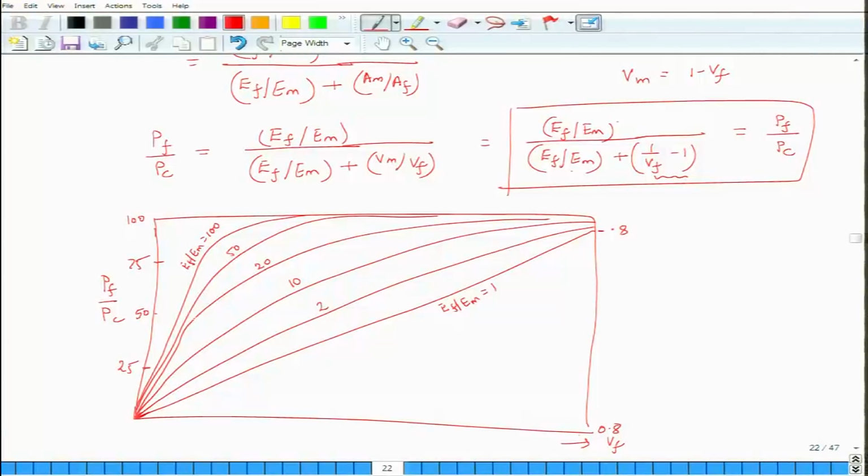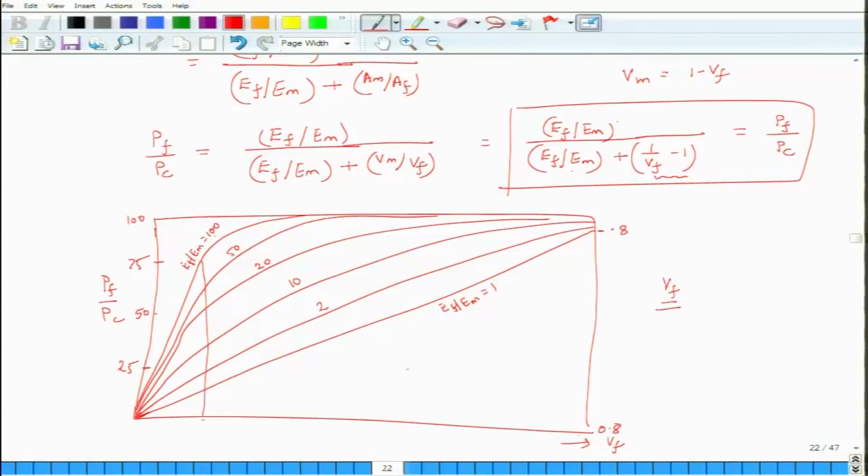Because when EF over EM is 100, I do not need a lot of fiber. Even at small volume fraction, maybe 10-15%, most of the load is taken by fiber. The role of matrix is just to bind everything together and keep everything in place. So, this is very important to understand.